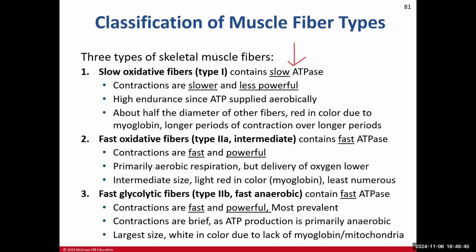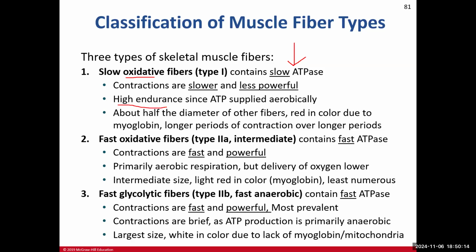Here's the beautiful thing. Because they're oxidative, they've got lots of capillaries, lots of mitochondria and lots of myoglobin. They've got a lot of ATP available to them. So they can sustain their contractions much longer. So you're going to see that these muscles have what we call high endurance because they have all that ATP. So these fibers, we can utilize.